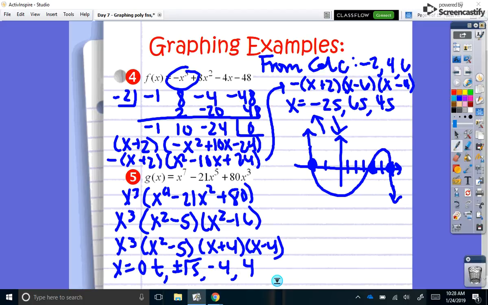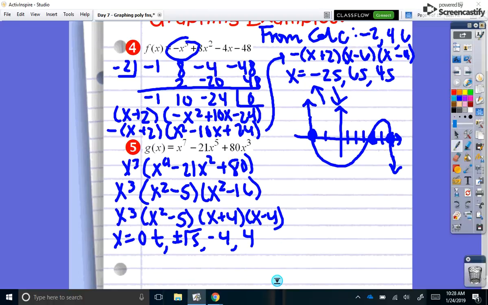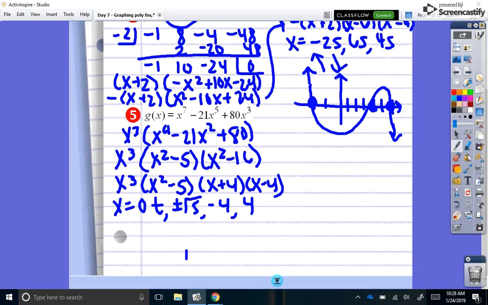To make graphing easier, you need to know what the square root of 5 is. So put that in your calculator and you will get 2.236. So let's just say 2.2 for graphing purposes. Draw your coordinate plane. So I have solutions at -4, 0, 4, and then -2.2, positive 2.2.